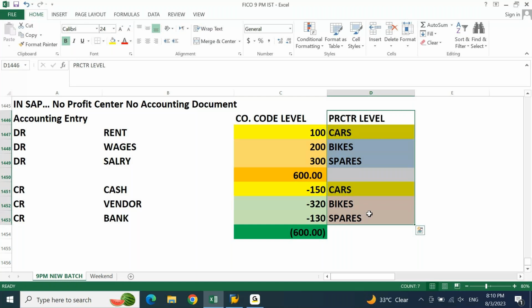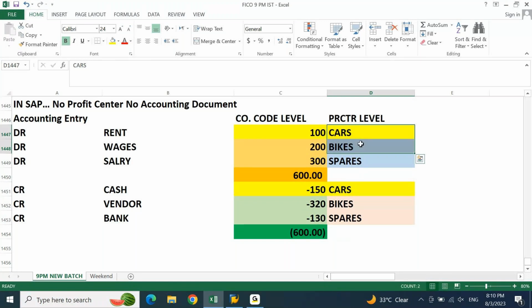Okay. Now here we need to make sure whether we are able to match this document at profit center level or not. Now there are many scenarios where your document may match, your document may not match at profit center level, even though it is matching at a document level. If I look at the document level or company code level, my debit credit is exactly matching. I don't see any problem here. But the moment I start looking at my profit center level breakup, I am not able to tally these numbers.